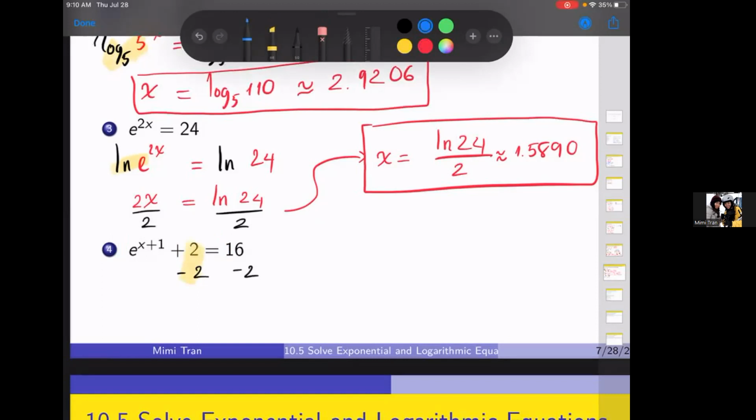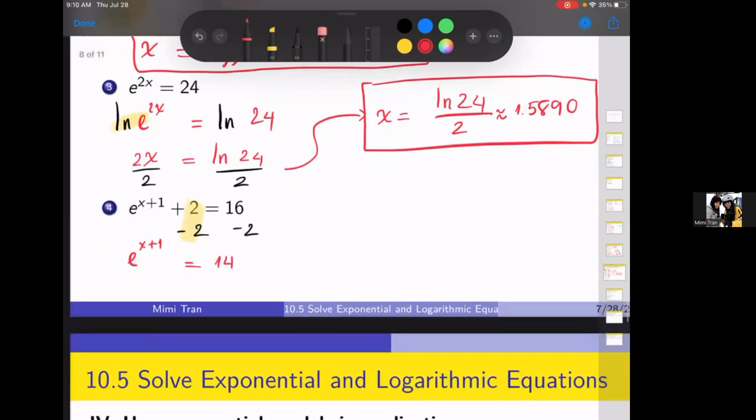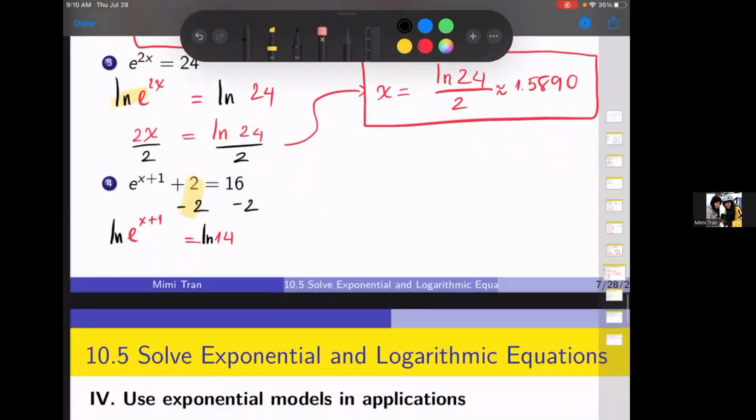Okay. So e to the x plus 1 equals 14. Now we can take ln. And so I have x plus 1 equals 14, x equals 13. Oh, you know what? No. ln 4. I forgot ln. Yeah, ln 4 equals minus 1.